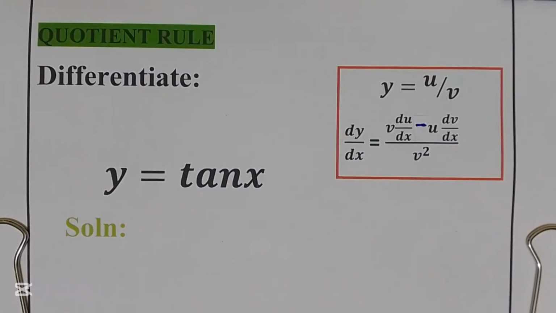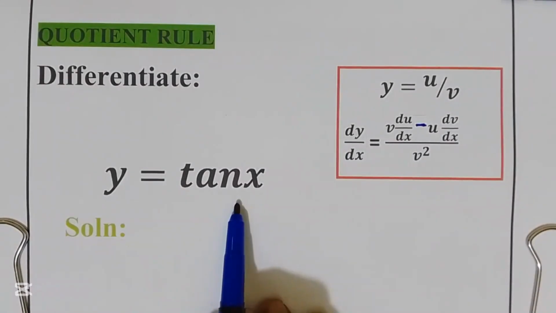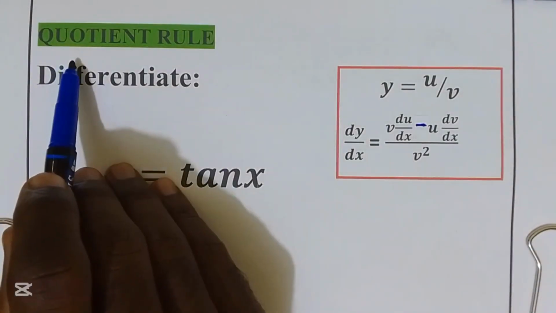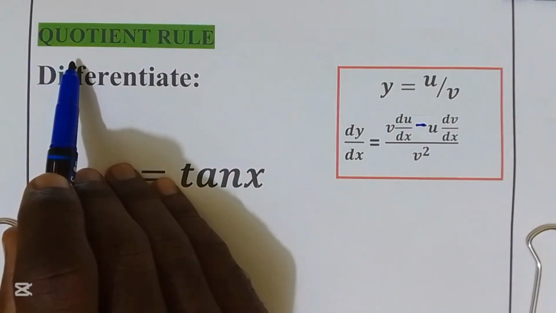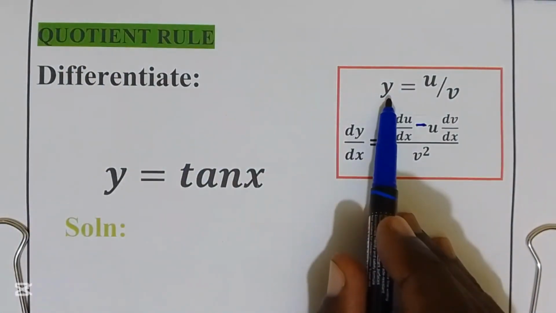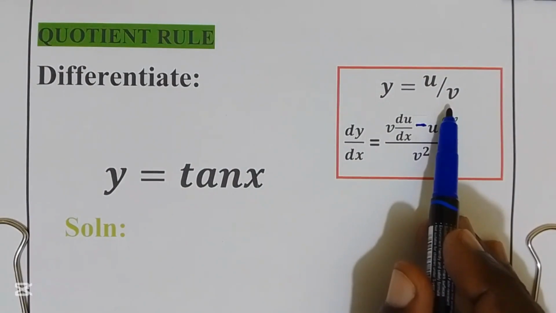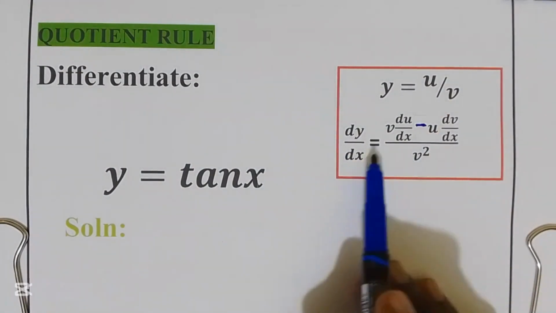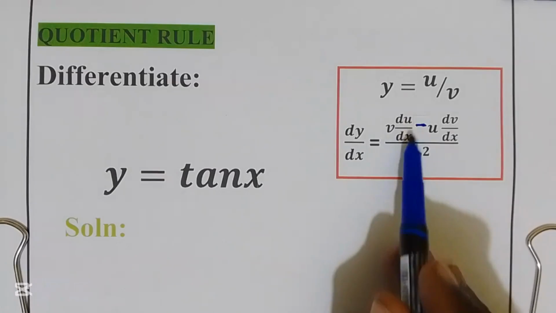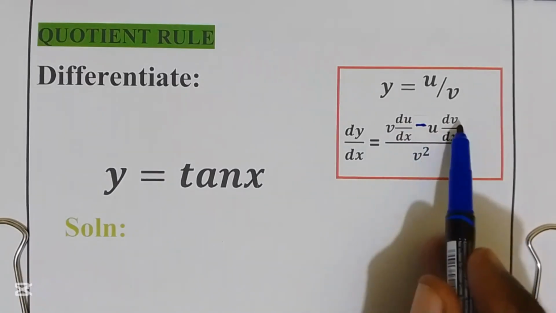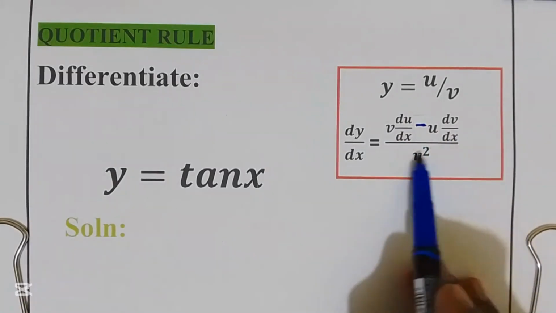Today we are going to differentiate the trig function and we are going to use quotient rule. The quotient rule is used to differentiate the function that is in the form of y is equal to u over v, and the formula that we are going to use is dy/dx is equal to v du/dx minus u dv/dx over v square.